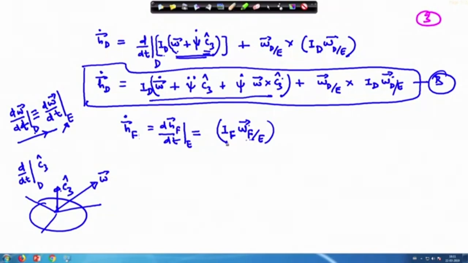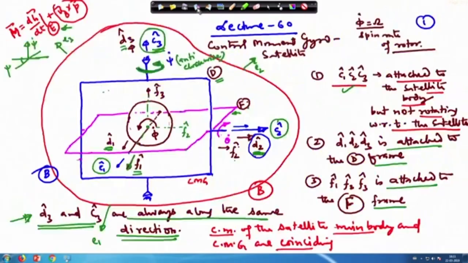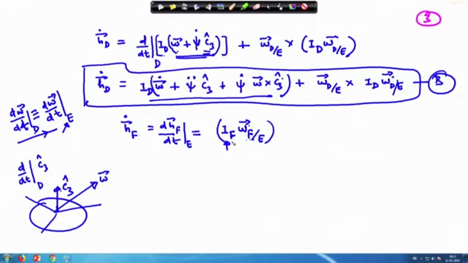Now, this I f we are writing is defined in the f frame itself. The f frame we have shown previously, and it is defined along the f 1, f 2 and f 3 vectors. As this F frame rotates, F 1, F 2, F 3 will rotate, and therefore, in the F frame the corresponding moment of inertia I F does not change. So, this you have to do with respect to the E frame.